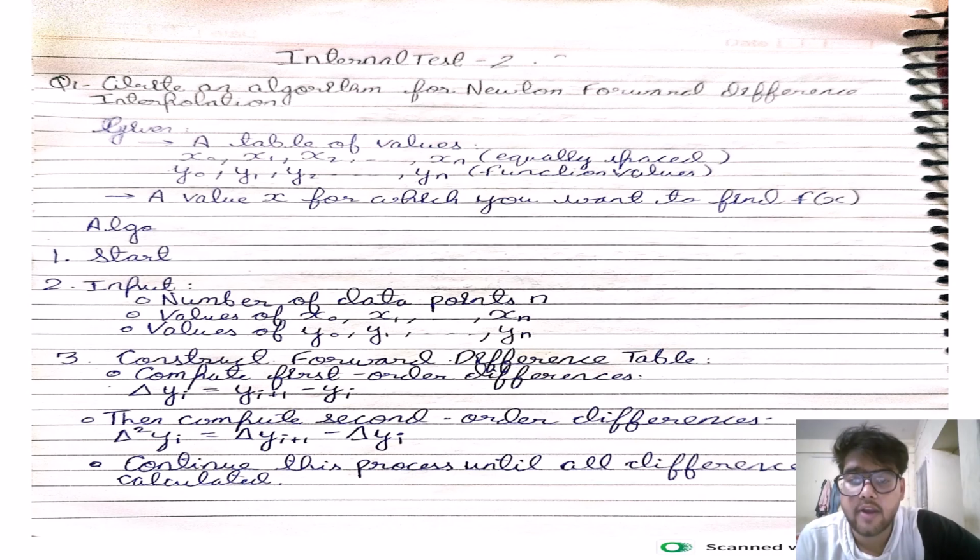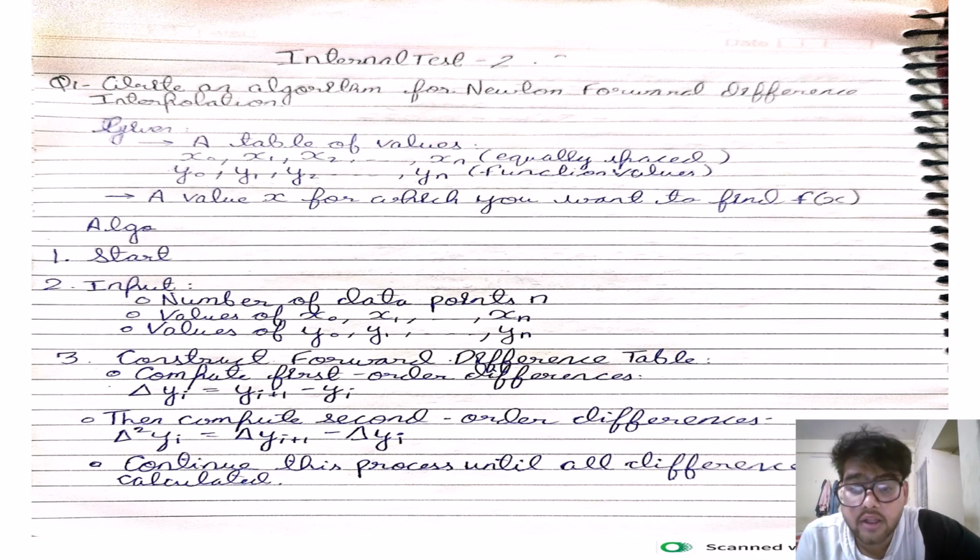The first question we have is: write an algorithm for Newton forward difference interpolation. We know that the formula for Newton forward difference interpolation is f of x is equal to y naught plus u into the first order forward difference plus u into u minus 1 upon 2 factorial with the second order forward difference and so on. And in this, the value of u is x minus a upon h. We also call h the step size.